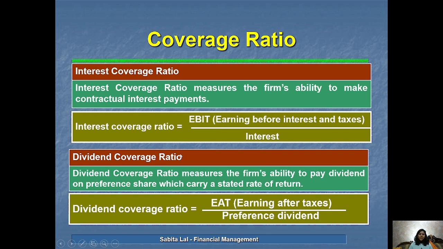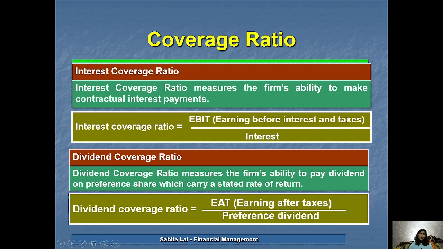Same thing, your dividend coverage ratio. Because I told you in the beginning, whatever the company is paying as dividend to their shareholders will come after deducting the tax. After EAT, you have to distribute the dividend. Last, you will get your final actual profit, and from that you are able to calculate the EPS.